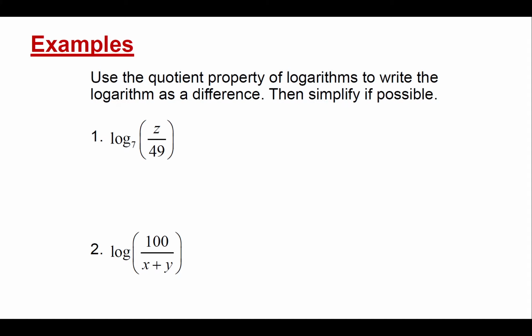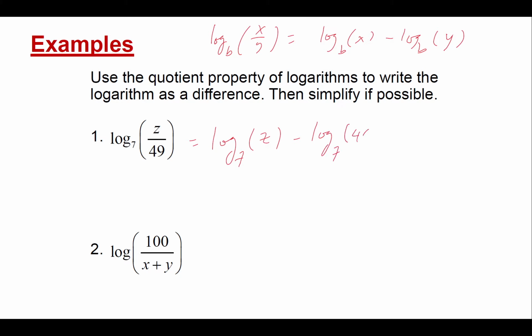Next problem, use the quotient property. So the quotient property is log base b of x over y. If you see the division inside this parenthesis, we can apply this log property, which can be replaced by a minus sign. So here it's log base 7 of z minus log base 7 of 49. For the first term we cannot do anything because that's a simplified form, but for the second term we can write this 49 as 7 squared. So now they have the same base.